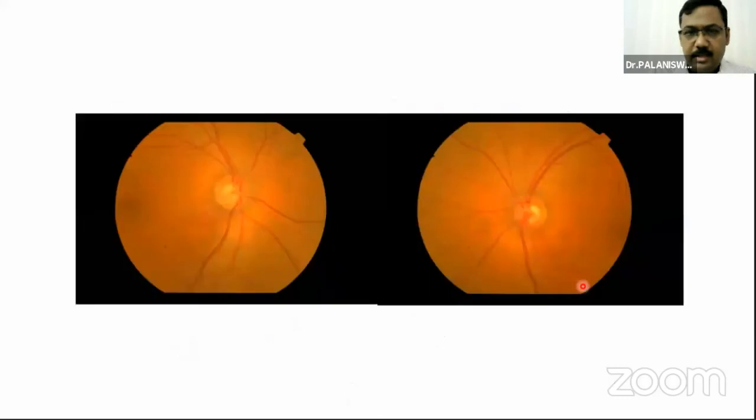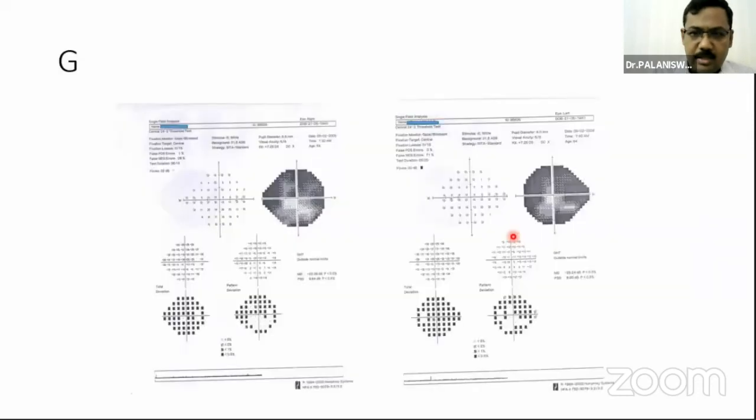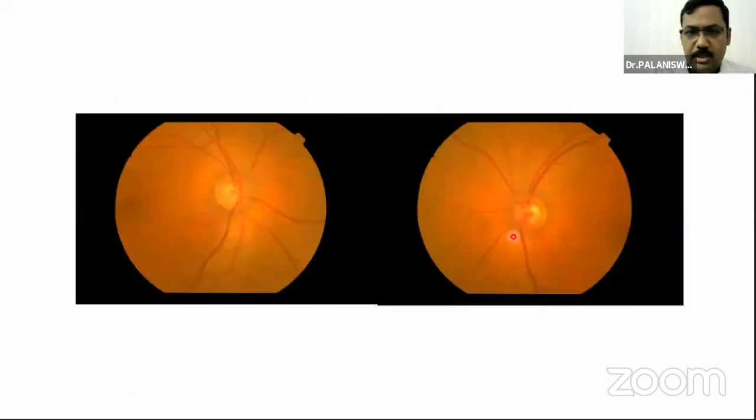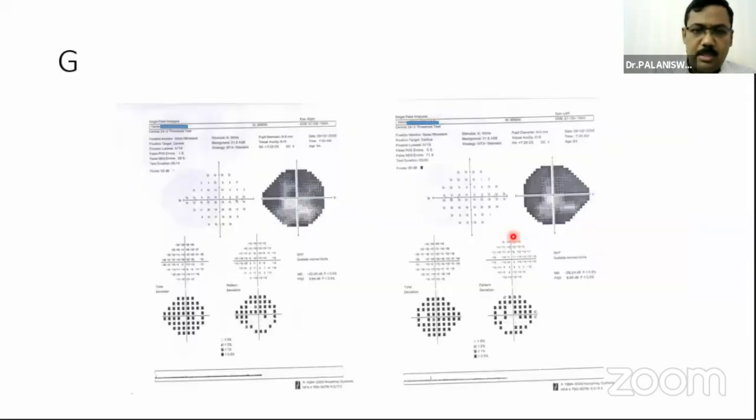And this is the disc. So maybe a mild inferior thinning with a retinal nerve fiber layer defect. Here also we have a retinal nerve fiber layer defect with an inferior thinning. As you can see, the field does not correlate with the disc changes. Patient does have suspicious disc changes, but fields are not correlating, probably because of extremely unreliable fields.